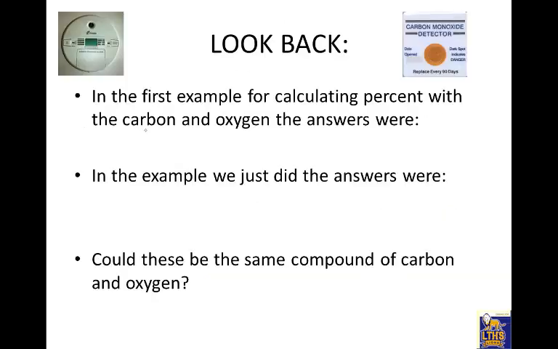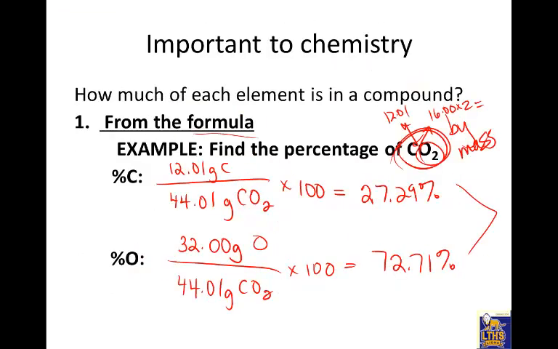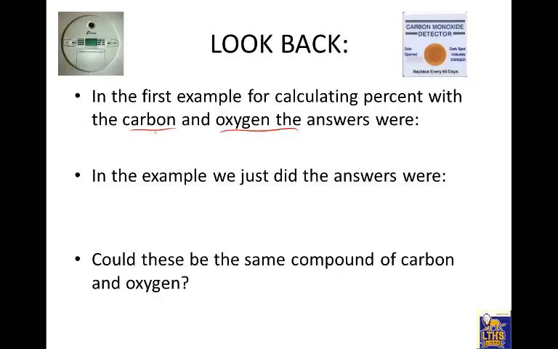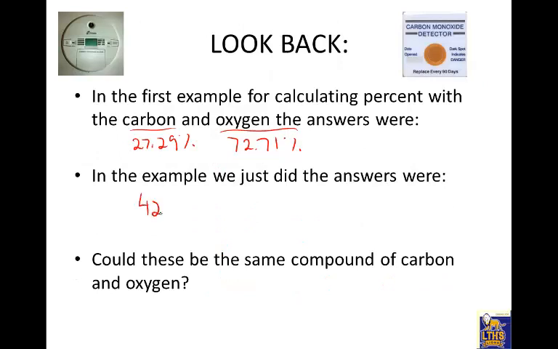Hey, let's look at this, all right? The first example for calculating percent with carbon and oxygen, the answers were 27.29% carbon and 72.71% oxygen. The example we just did was 42.74% carbon and 57.26% oxygen. Could these two compounds be the same compound of carbon and oxygen? The answer for that is heck no, because if a compound is exactly the same, then no matter what sample you have, you should get the same percentages of the elements.